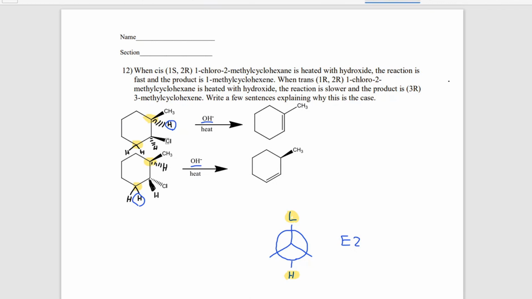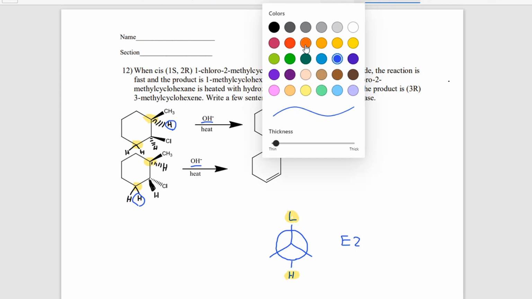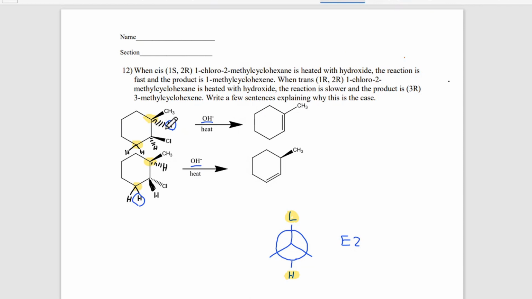So in that case, if you were to draw, and you don't have to do this, by the way, for the purposes of the test, it's enough to recognize that they're on opposite sides. The hydrogen's dashed and the chlorine's wedged. But if you were to draw this as, let's say, a chair conformation, like this.